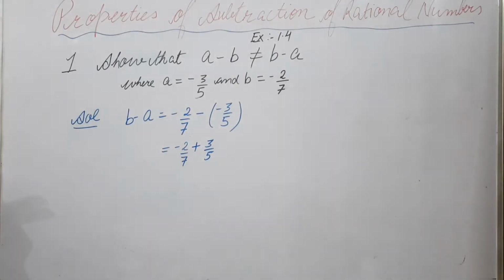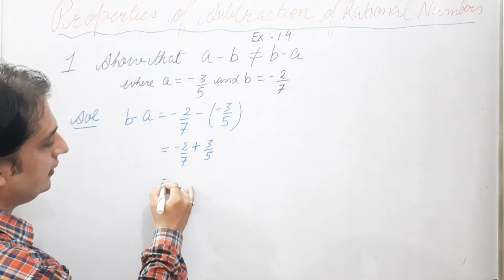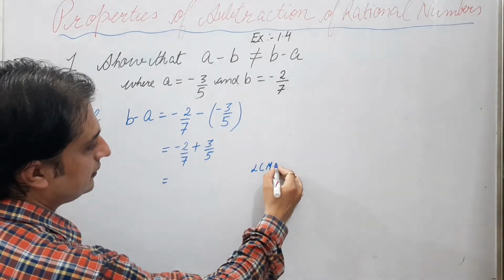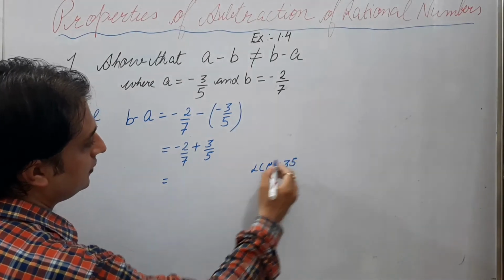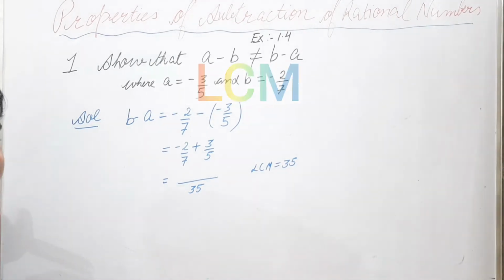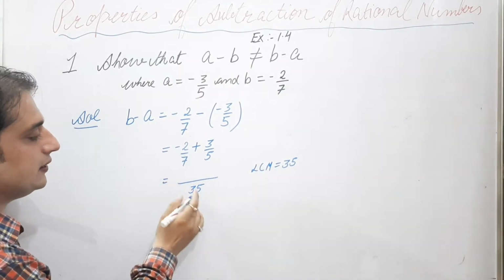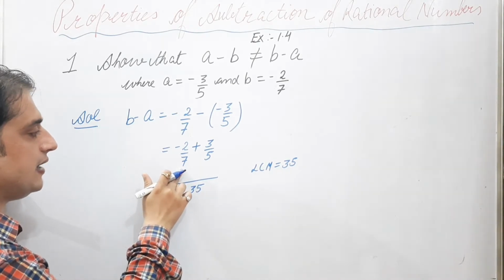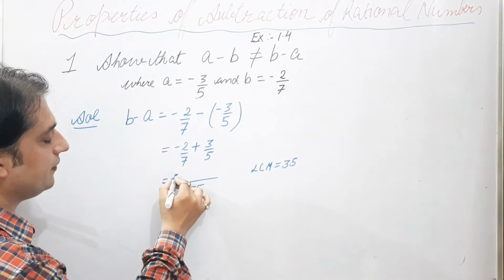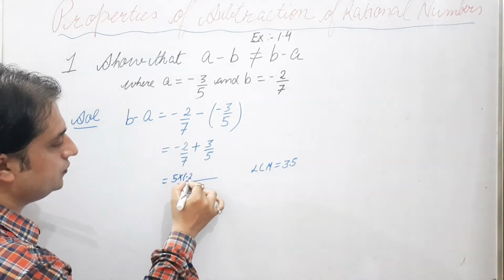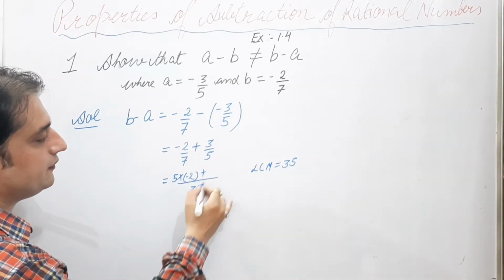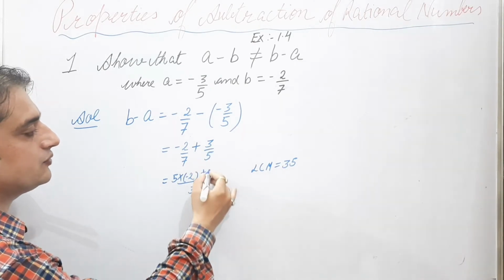Right? Again simplify it with the help of LCM. LCM you obtain, that is 35. So write the LCM 35 as it is. Again the same steps. Divide the LCM with the denominators and multiply the quotient obtained with the numerator. So it will become 5 multiply minus 2 plus 35 divided by 5, quotient is 7, multiply with 3.